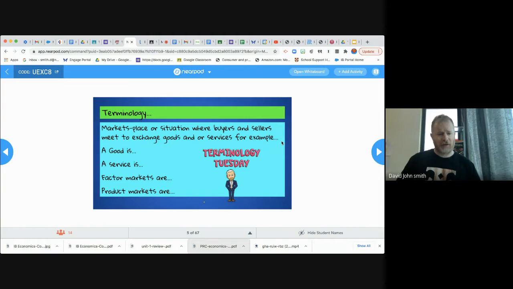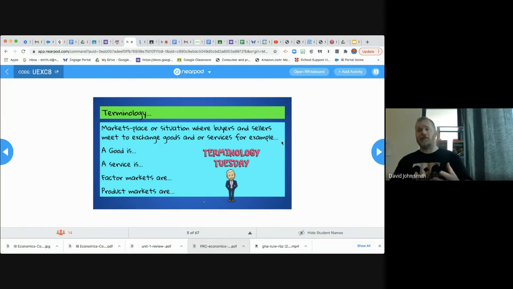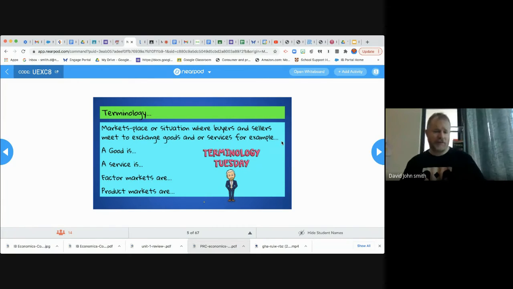Services, we talked about those. Those are going to be intangible, not touchable. Those are the sorts of products, well, they're not products. Those are the tasks that are then performed for you. So hairdressers, financial services, etc.